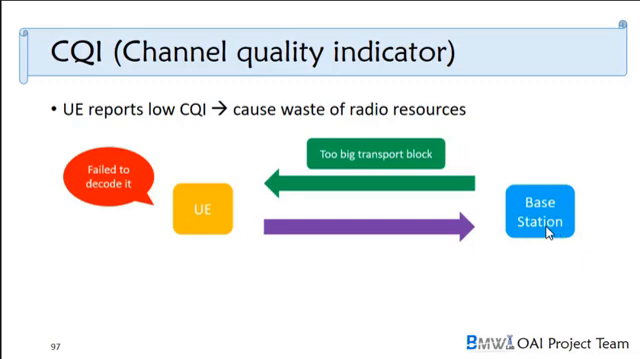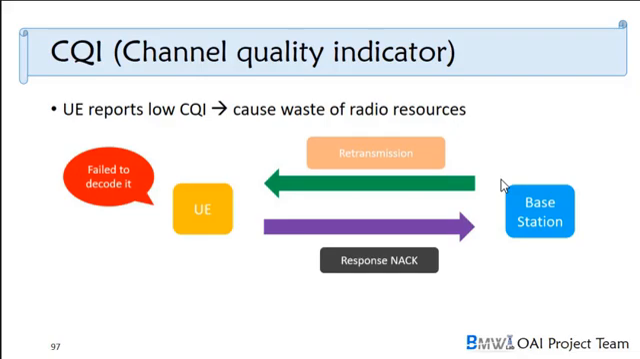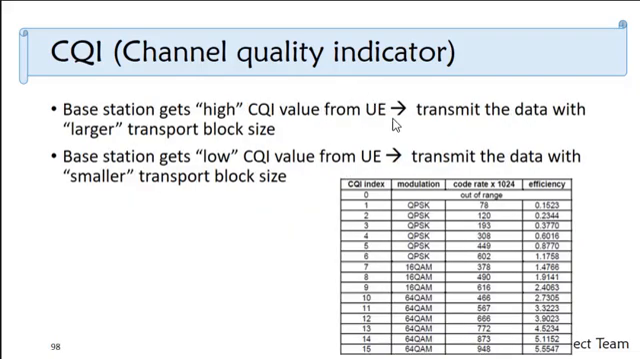But the UE reports CQI to the base station, but the base station cannot fix about it. Maybe I check this later with you. Okay, and so the UE will respond NACK to the base station, and the base station will retransmit to the UE. And if the base station gets a high CQI value from the UE, it will transmit a larger transport block size.